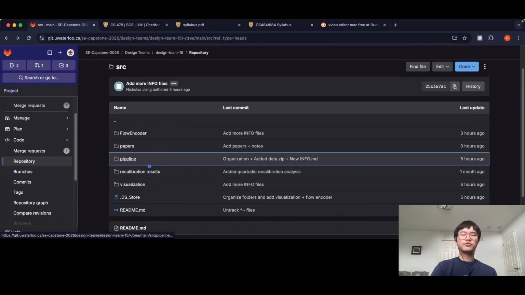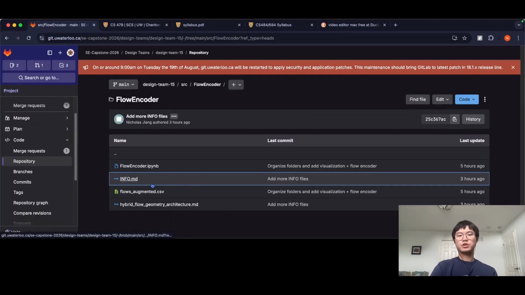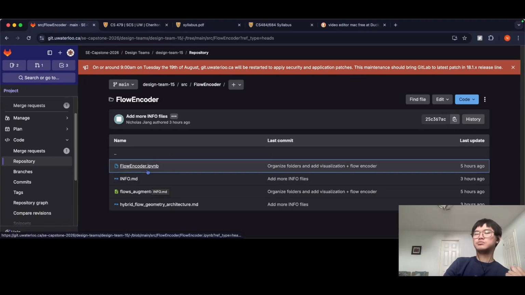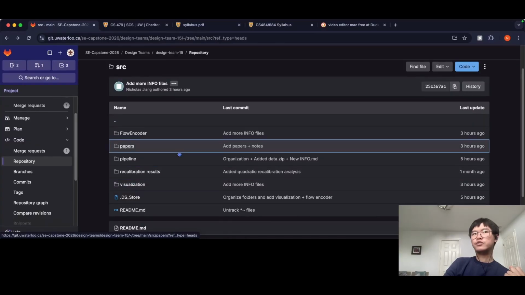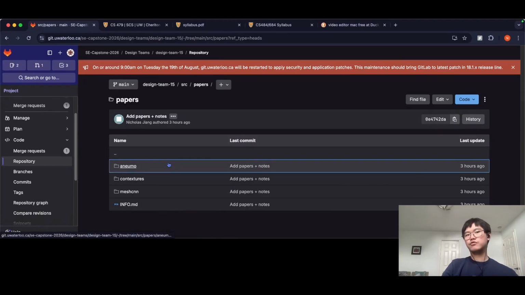We also have a flow encoder. This is another thing that we've worked on. One of our goals was to be able to generalize to other data sets. We realized that we couldn't really do that with our model because we didn't capture the flow information. That was something that we discussed a lot with our mentor, Sean Peterson, and he told us about how we were lacking in making use of the flow information, because with a given mesh or model, you can have many different flows.